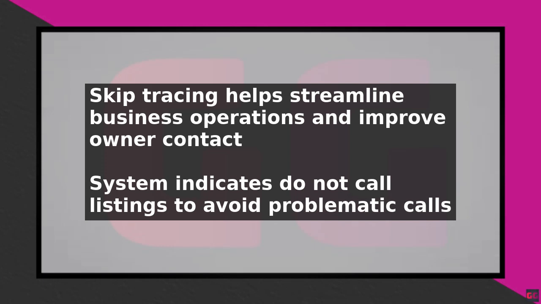Overall, skip tracing a property using a Deal Machine account is a convenient and efficient process that can help streamline business operations and improve contact with property owners.